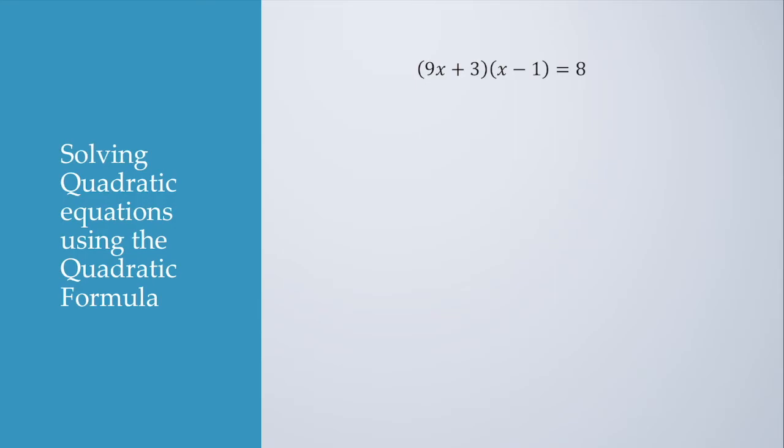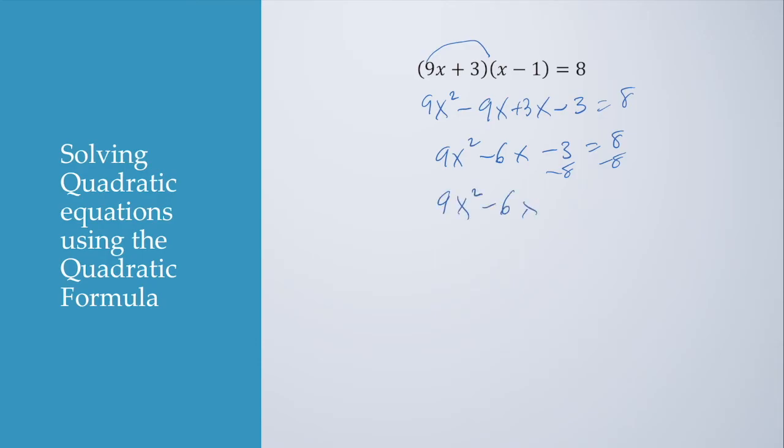Again, let's practice solving this using the quadratic formula. The first thing I need to do is get this into standard form. So I have 9x squared, once I FOIL this out, minus 9x plus 3x minus 3 is 8. I have 9x squared minus 6x minus 3 is 8. I subtract 8 from both sides. I have 9x squared minus 6x minus 11 equals 0. So now I have my A, B, Cs, and then we'll go ahead and solve this using the quadratic formula.